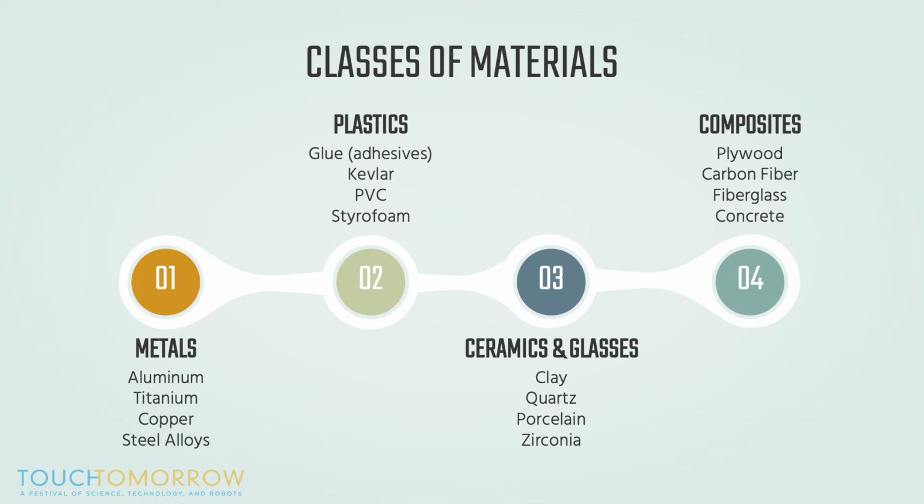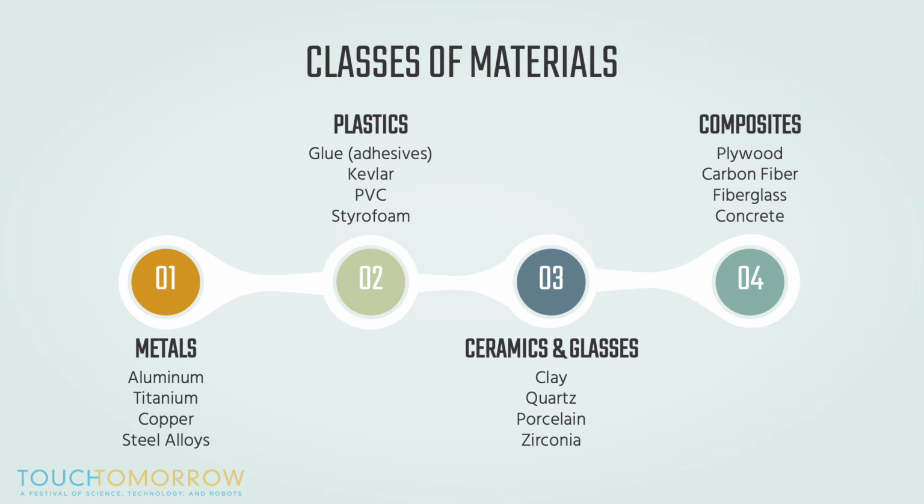As for ceramics, some traditional examples include clay, quartz, which your kitchen countertops might be made of, and porcelain, like your dinner plates. A more advanced or technical ceramic, however, is zirconia, which is commonly used as a diamond replica in jewelry.